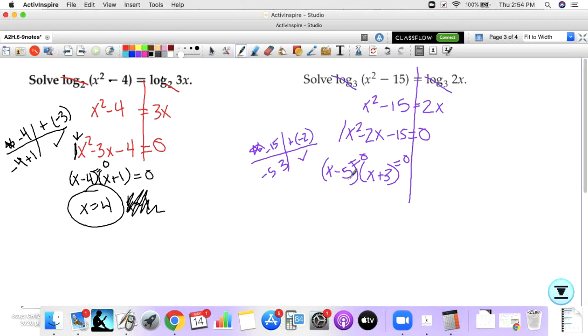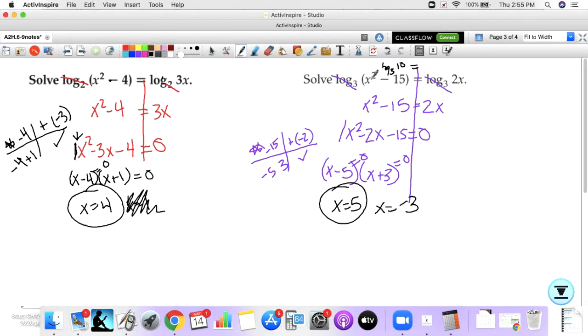Then I would add 5, I get x equals 5. I would minus 3 and get x equals negative 3. So I'll plug each of these in. 5 squared is 25, 25 minus 15 is 10. So I have log base 3 of 10 equals log base 3 of 2 times 5. 2 times 5 is 10, log base 3 of 10, they match, 5 works.